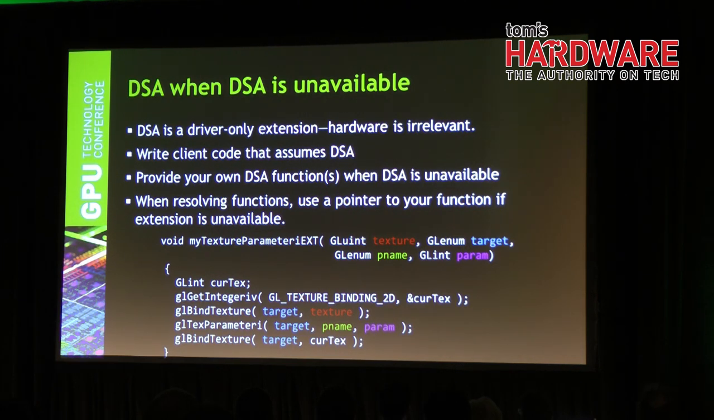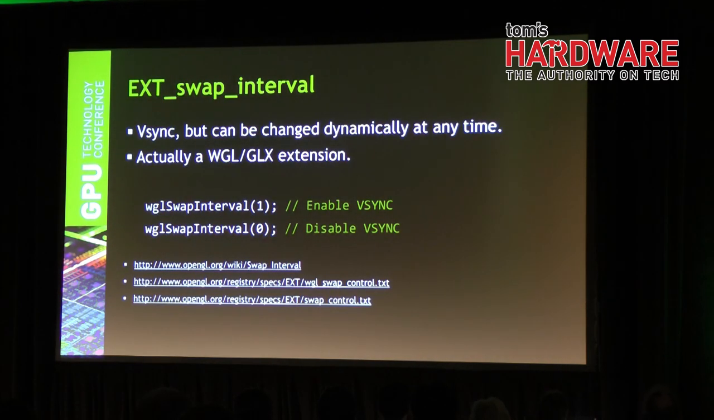Now, DSA is not available in all implementations. It is available on NVIDIA and AMD, but I believe Intel doesn't have support for it. But it turns out that it's a driver-only extension. It's just to make your code easier to write. So you can basically write your own code so that it just assumes that DSA is available, and then you can provide your own my_TextureParameteriEXT. And at the beginning of time, when you're doing your function resolution, you can say, oh, whoops, glTextureParameteriEXT was unavailable. Okay, just substitute in my function pointer instead, and it'll just do the right stuff. And then I can write my client code so that it all assumes that this functionality is available.